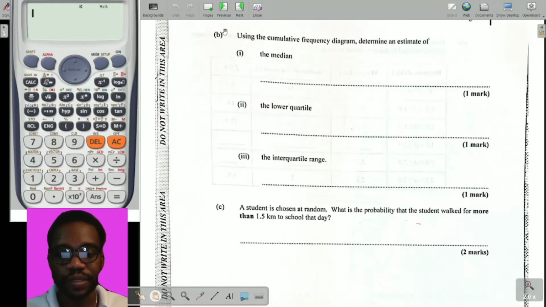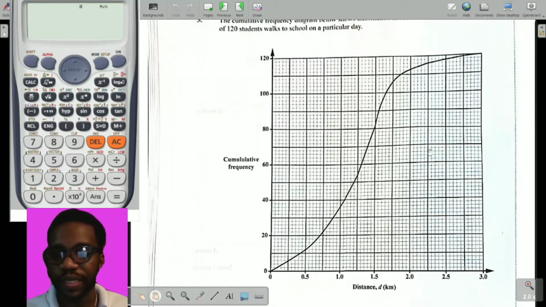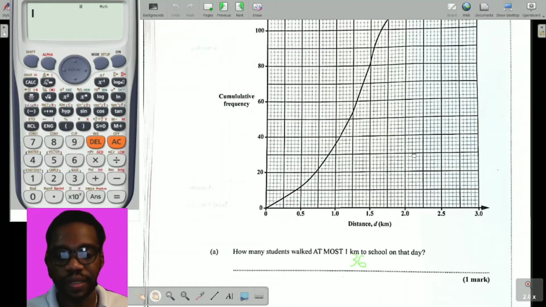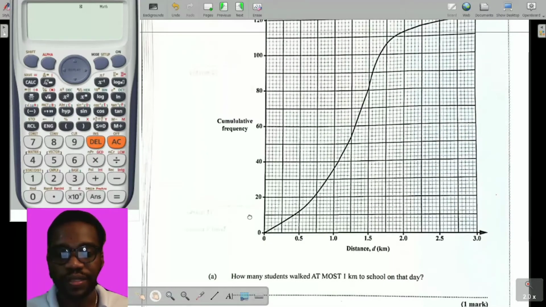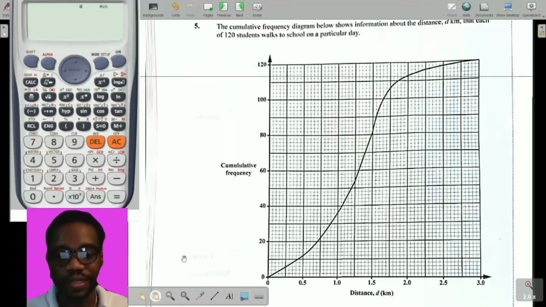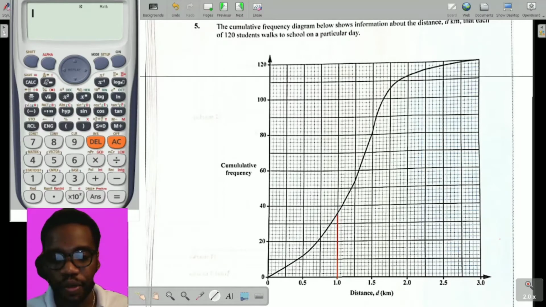Now let's go to our next page. But I think before we go to our next page, there's actually a question on this page that says, how many students walk at most 1 kilometer to school on that day? At most 1 means 1 or less. Alright? It can be 1 or it can be less. That is what at most means. So the smart thing to do here is to come to your axis. You're going to find 1 kilometer on the x-axis and you're going to go all the way up to your graph. Once you get to your graph, you're going to stop and you're going to go across.